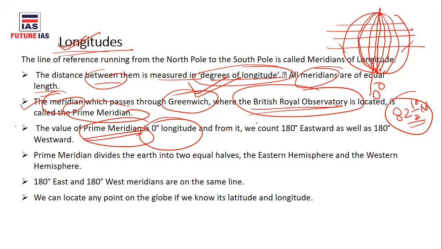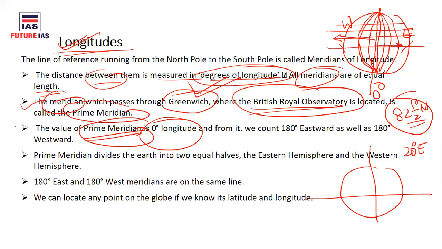Now अगर हमको काउंट करना है तो हम लोग कैसे काउंट करेंगे? इस प्राइम मेरिडियन की राइट में काउंट करेंगे. So that is 0 degree, 10 degree, 20 degree, 30 degree, 40 degree, 50 degree, 60 degree east. इस तरह से अगर हम इस तरफ जाएंगे तो हम लोग बोलेंगे 10 डिग्री, 20 डिग्री, 30 डिग्री, 40 डिग्री वेस्ट. So that means if you want to pinpoint a location, for example 20 degree east from prime meridian, you will say it is located somewhere here.